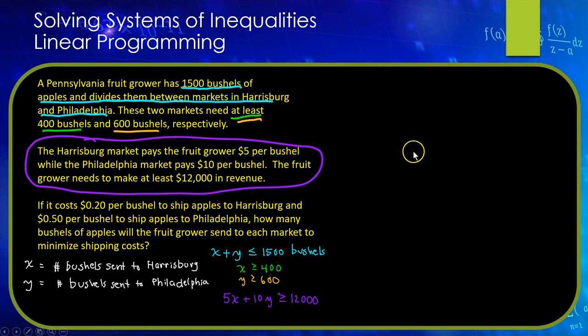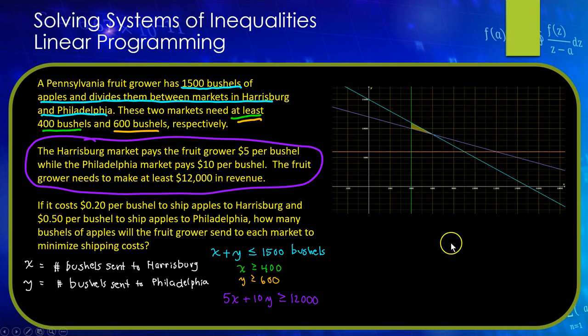And so what I would do is graph these. You can see the blue line here, which represents the combinations of bushels that could be sent to the two markets. The orange and green lines represent at least 600 to Philadelphia and at least 400 to Harrisburg, so you'd be in this region right here. Since we have to have $12,000 or more in revenue, that puts this line here, and the feasible region is this little triangle right here.